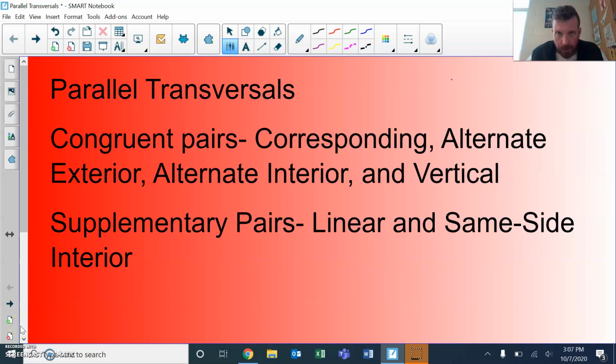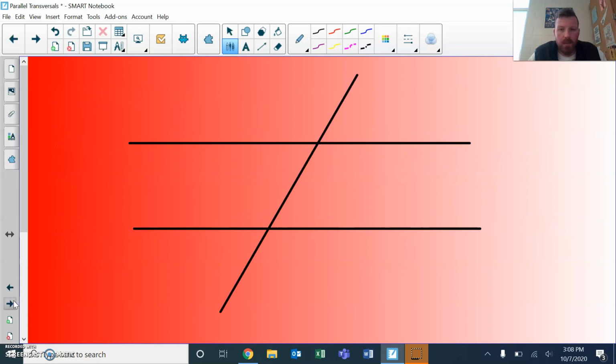Parallel transversals, what are they? Well, parallel transversals just basically means that we have a transversal, which is, again, a line that cuts into two or more lines, right? And these two lines that it's hitting are going to be parallel, all right? And so that's going to look something like this, right?